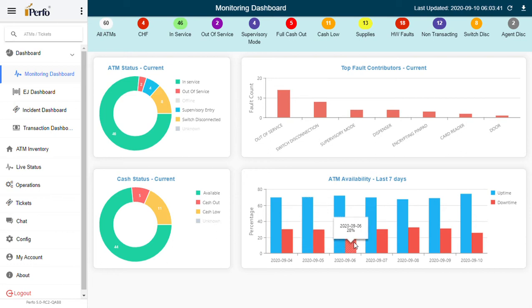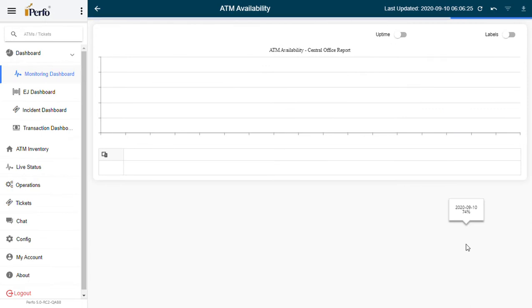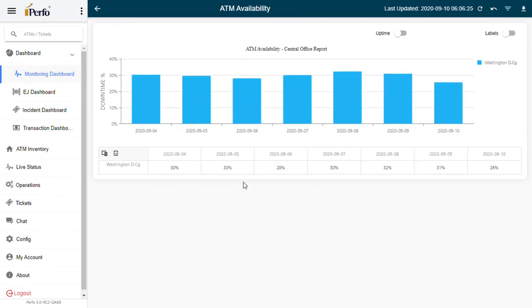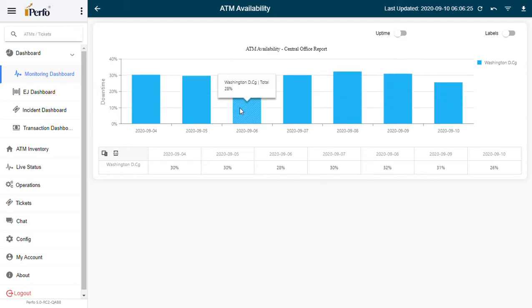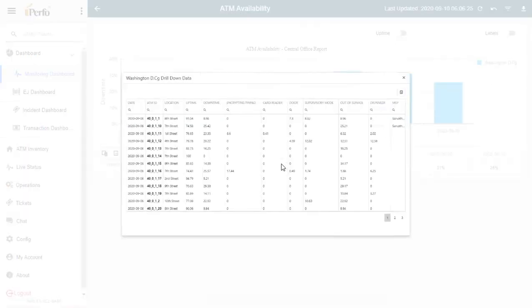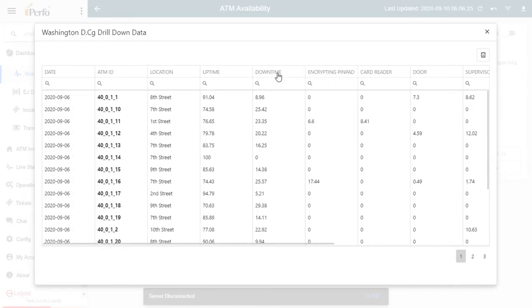Here you see the last 7 days ATM availability. Now we want to see why the ATM availability is low on a particular day. Let's pick this particular day and check. What it is showing here is the downtime percentage. It's about 28% downtime, right? So if you want to invert it and see uptime, you can just click on this and it turns into uptime percentage.